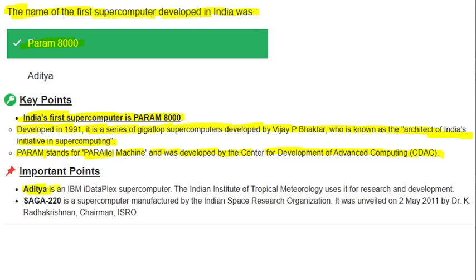Aditya is an IBM iDataplex supercomputer. The Indian Institute of Tropical Meteorology uses it for research and development. Saga 220 is a supercomputer manufactured by the Indian Space Research Organization. Saga 220 was unveiled on 2 May 2011 by Dr. K. Radhakrishnan, chairman of ISRO. Next.